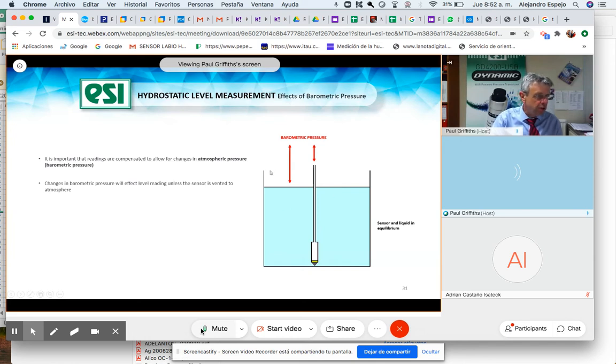And that's important because in some tanks, you may have a sealed tank where you have some pressure on top of the liquid. Maybe on a hot day, the air expands and presses down on the liquid, and then you won't get an accurate reading. So venting is really important. It's compensation really for atmospheric changes, for that atmospheric pressure.